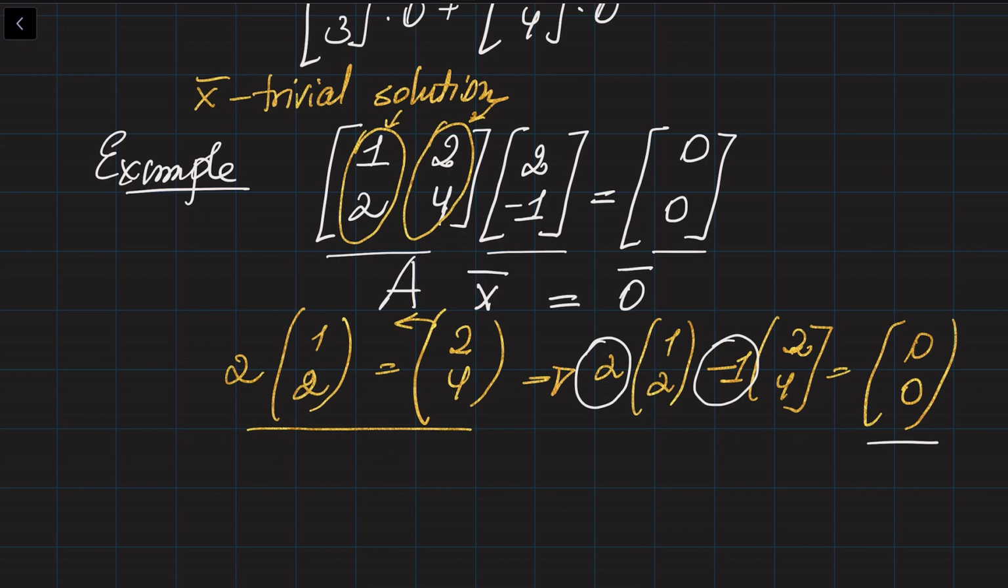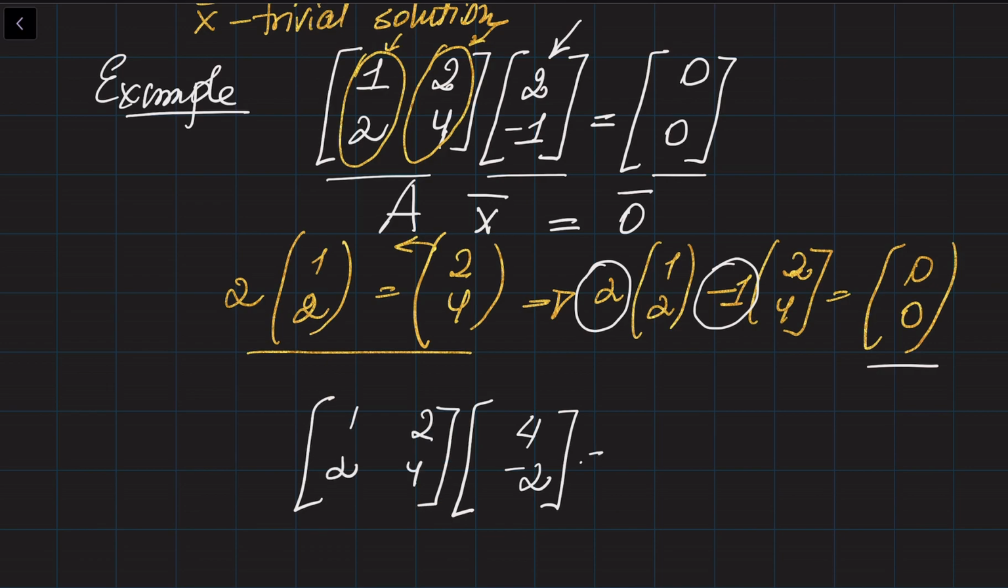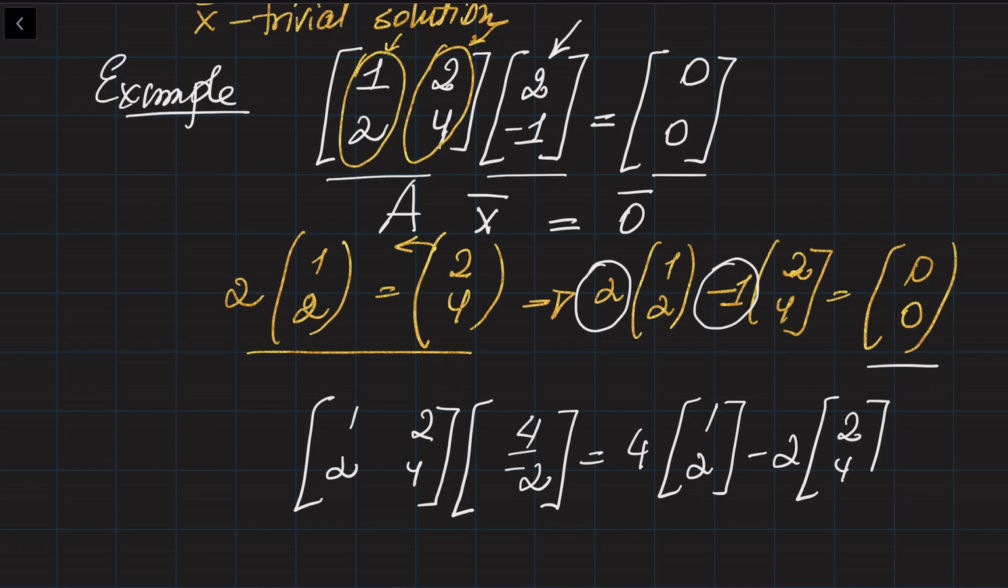And if the homogeneous system of linear equations has a non-trivial solution, then it is going to have infinitely many solutions. Why is that? It is because you can just multiply this vector by any constant, and it's still going to be a solution. So do you want to multiply this, for example, by 2, right? So this is going to be the vector 4 and minus 2. And if you multiply this by 1, 2, 2, and 4, this 4 is going to be multiplied by the first column, with the entries 1 and 2. Minus 2 is going to be multiplied by the second column, with the entries 2 and 4. And if you add them, you're going to get 0 and 0.